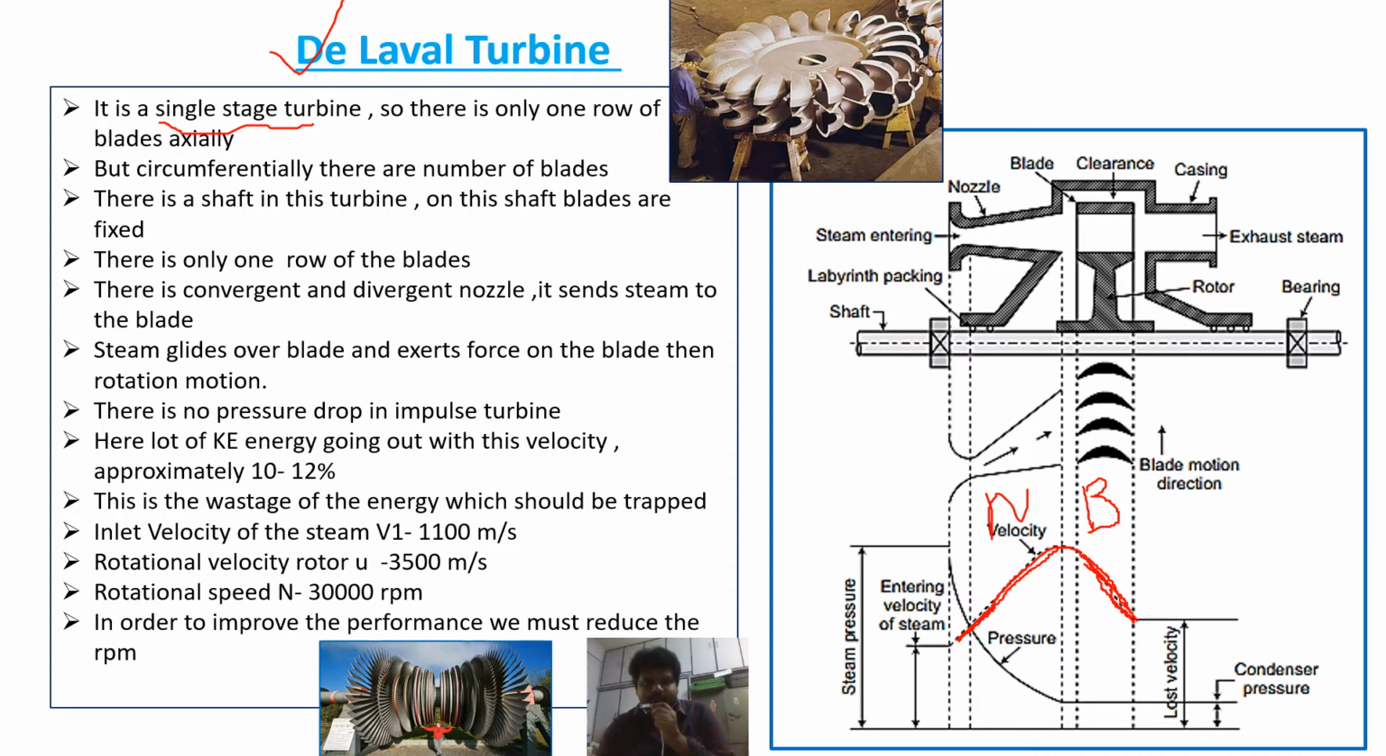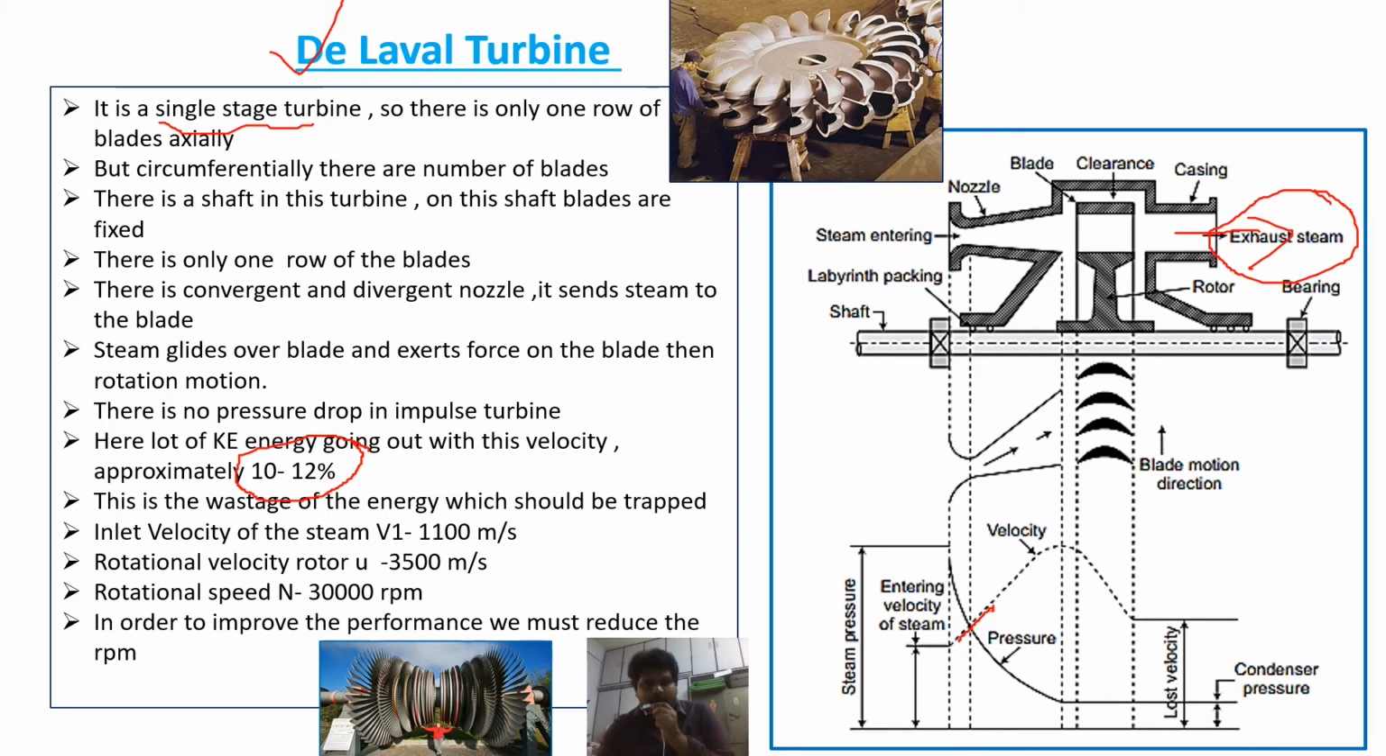Now here the drawbacks are, after passing through the turbine, you can see this steam will still have energy. That kinetic energy is almost around 10 to 12%, and that is going to waste. So that we have to control.